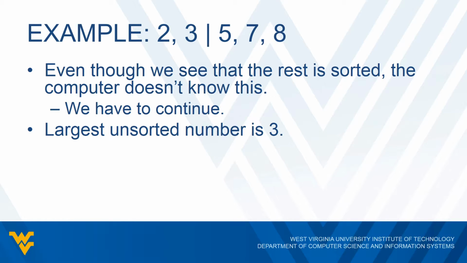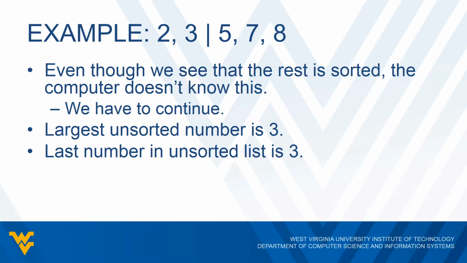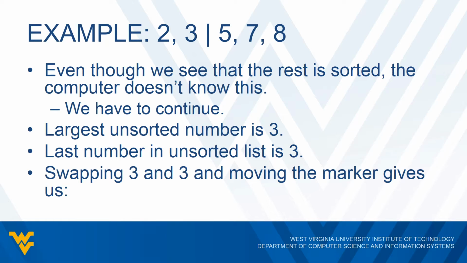So in this case, the largest unsorted number is 3. The last number in the unsorted list is also 3. So we simply swap 3 with itself, which isn't really going to do anything. It's just we're going to end up moving the marker over one spot. So we get 2, the marker, then 3, 5, 7, and 8.